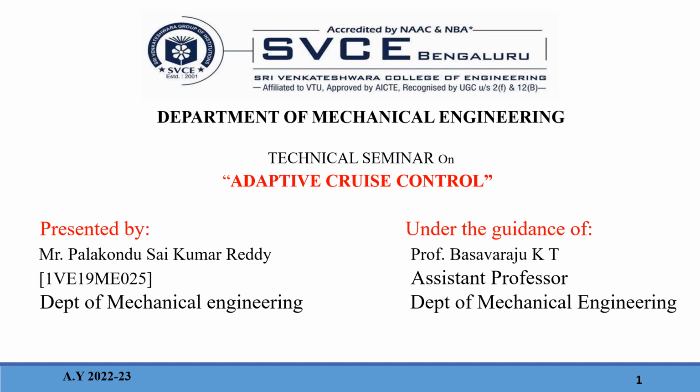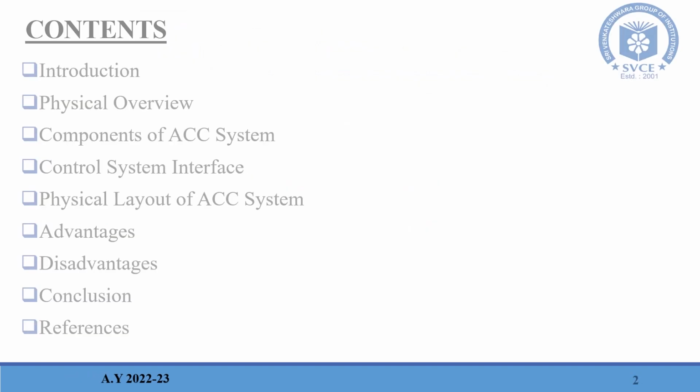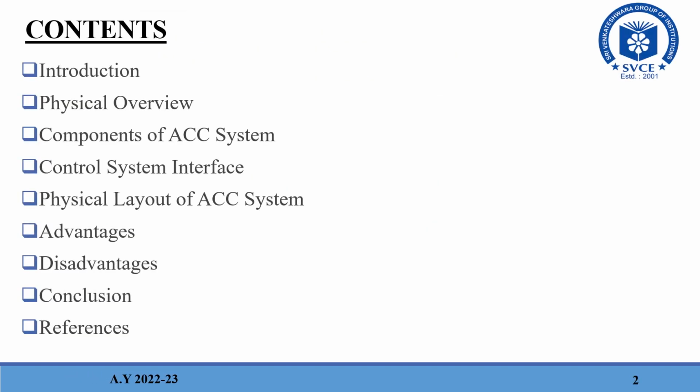Let's get started. The contents are introduction, physical overview, components of ACC system, control system interface, physical layout of ACC system, advantages, disadvantages, conclusion, and references.